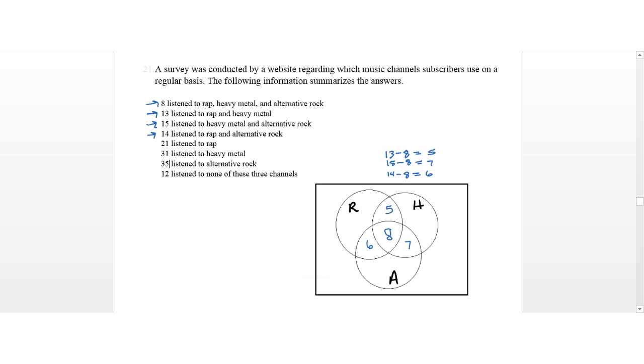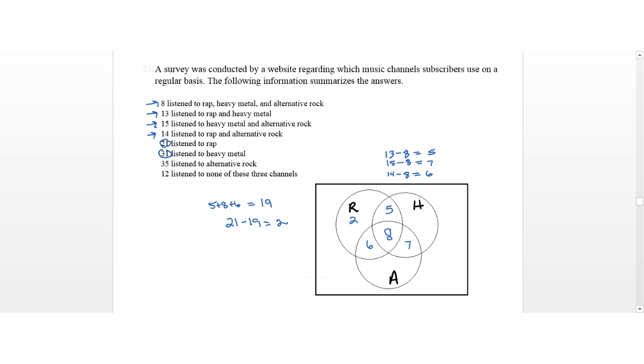So next, we have a total of 21 that listen to rap. So collectively, within the group of listeners that listen to rap, there are 21. We already have 5 plus 8 plus 6, which equals 19 listeners. So after subtracting the 19 that are already listed, that leaves us with 2 left over.